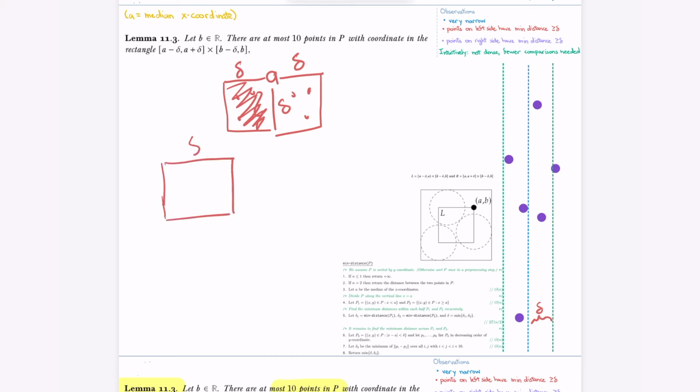okay, so this is squares of size delta or something like this. You could do 2 delta or something. And I want to argue that you can only stuff a limited number of points in there if all the points have to be delta apart, which I think is totally intuitive. Yeah, but then how do you prove it? How do you get a proof written down? Yeah.